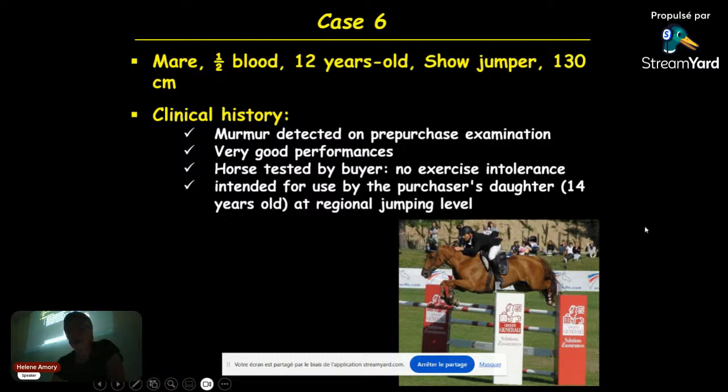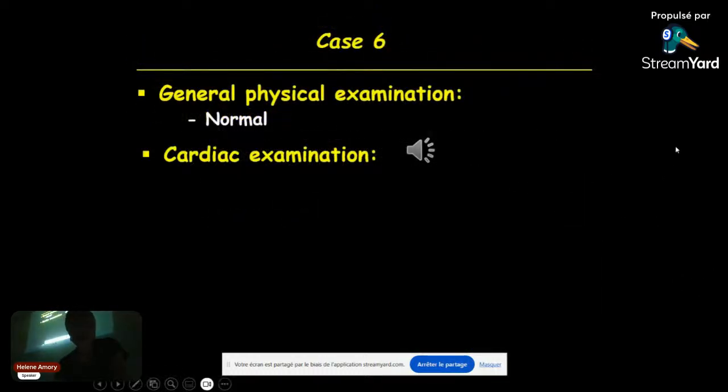The buyer tested the horse and the mare is very good. The objective of the buyer is to buy the horse for his daughter, who is a teenager, 14 years old. She loves horses. She loves this horse, okay? They want to continue to do jumping, but at a lower level. And they ask your advice concerning the purchase, of course.